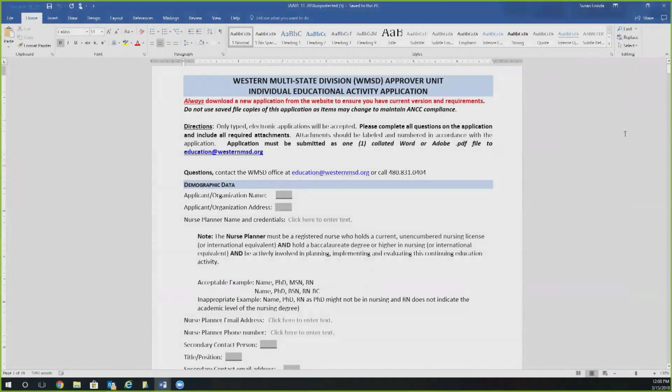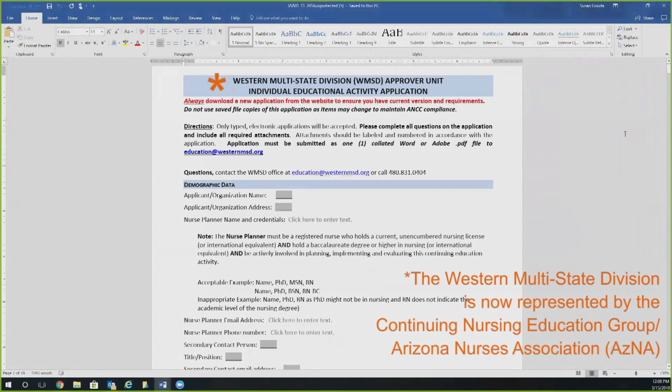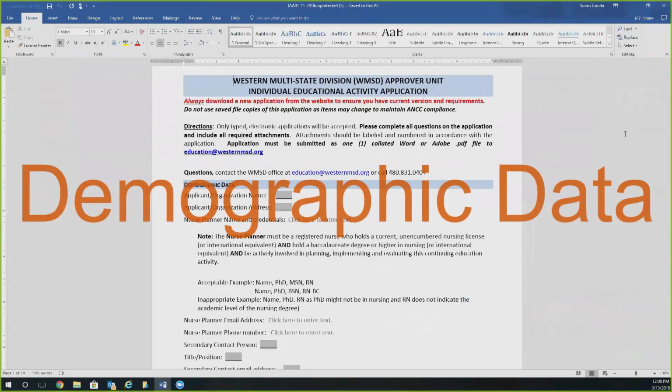So we're just going to start at the top of the page. We're going to work our way through the entire application. I will try to clarify some of the standards as well as identify some of the areas that have been a little problematic for nurse planners over the past few years.